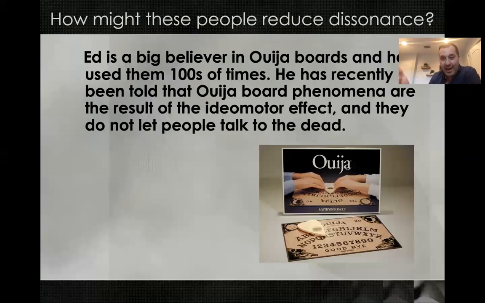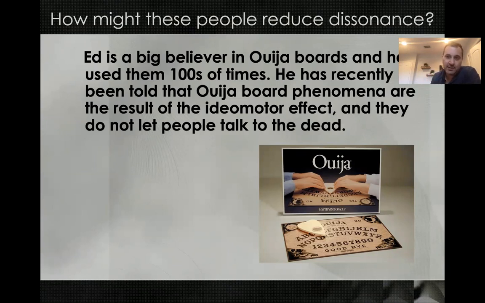So imagine that Ed is a student in this class, and Ed believes that he's used Ouija boards many times to talk to the dead, and now he's just learned that, in fact, it's the result of the ideomotor effect. So that is going to potentially create some cognitive dissonance. So we want to look at some ways that Ed might reduce that dissonance.